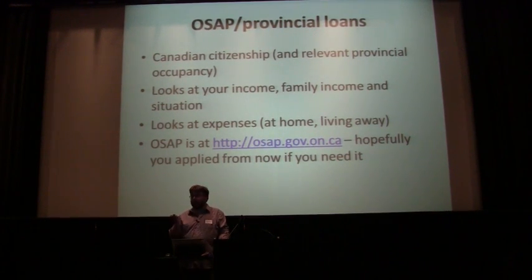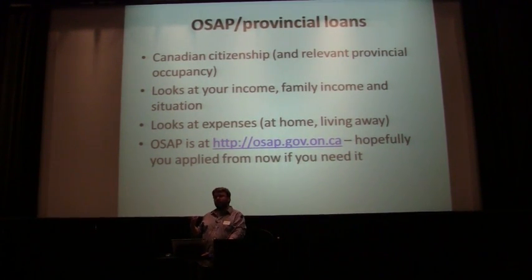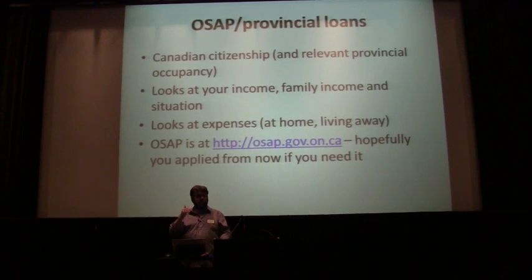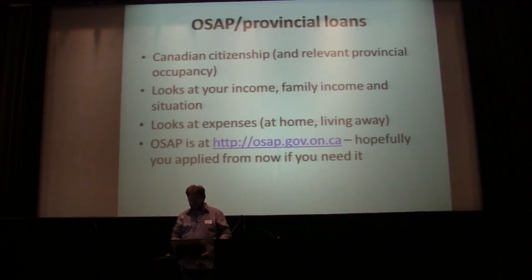When you apply for OSAP, and those of you who applied probably already know, they look at your parents' income, they look at your income, and they look at what your base expense situation is. Are you going to be living at home, in which case your expenses will be at a lower level than someone who has to live on campus or near campus, away from home, depending on the commute distance and such. And there's the website that you apply on.